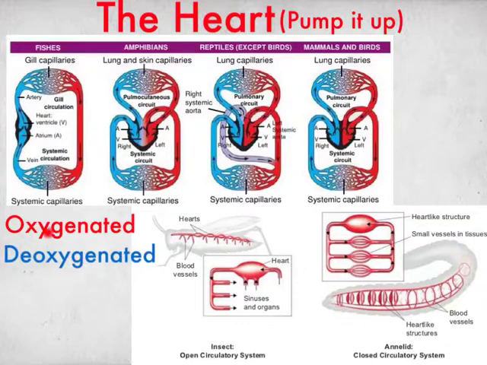Now you might be wondering why some of these pictures are colored in red and blue. The reason is because in red we have oxygenated blood, which means the blood is carrying oxygen. And in blue we have deoxygenated blood, which means the blood is no longer carrying oxygen. Now we're going to take a much closer look at a human heart, which would fit under a 4-chambered one since we're mammals.